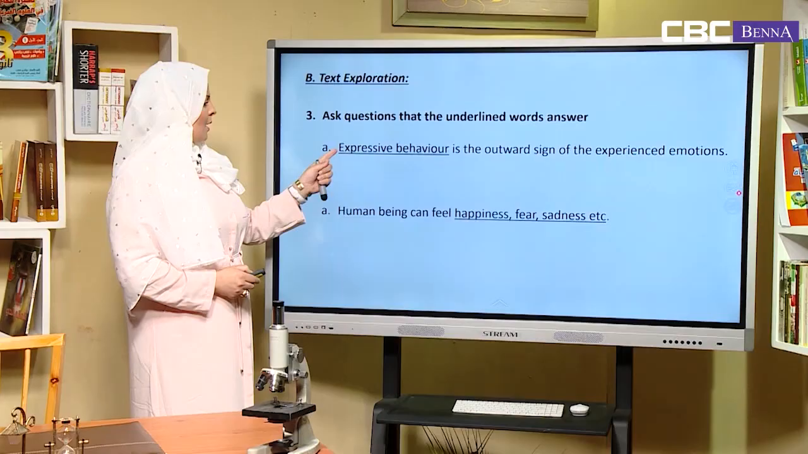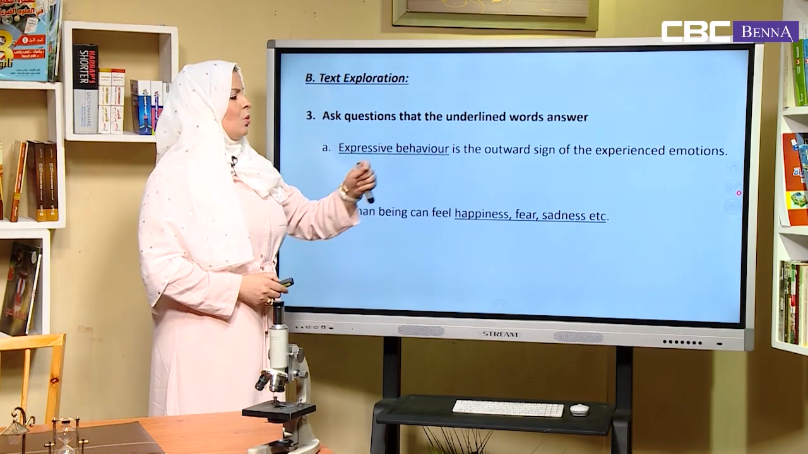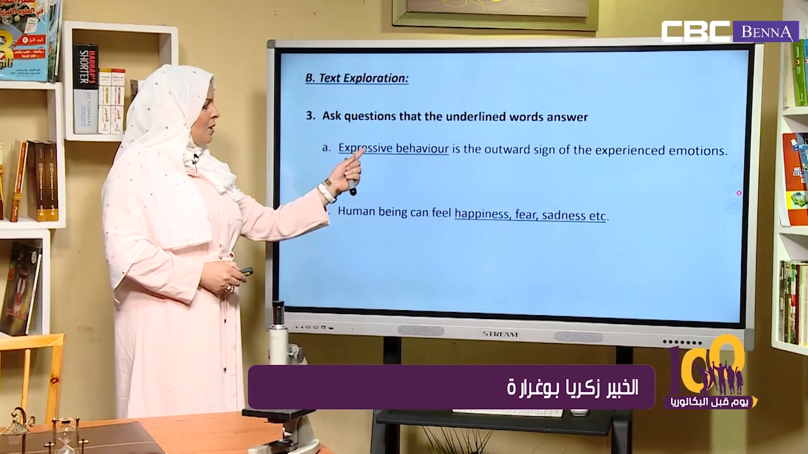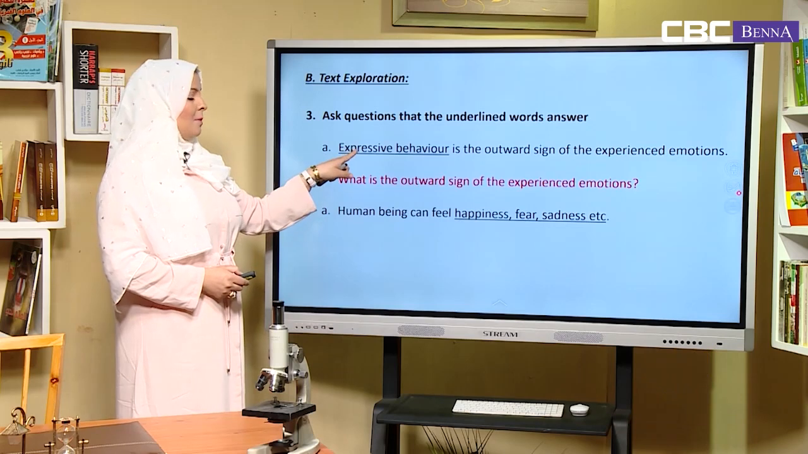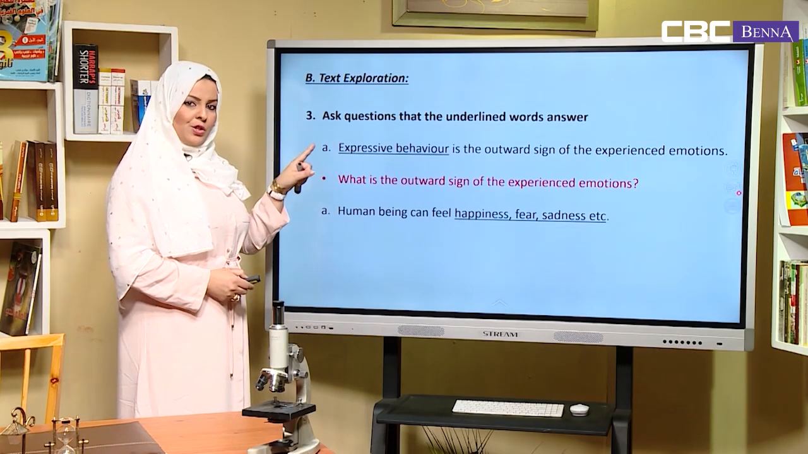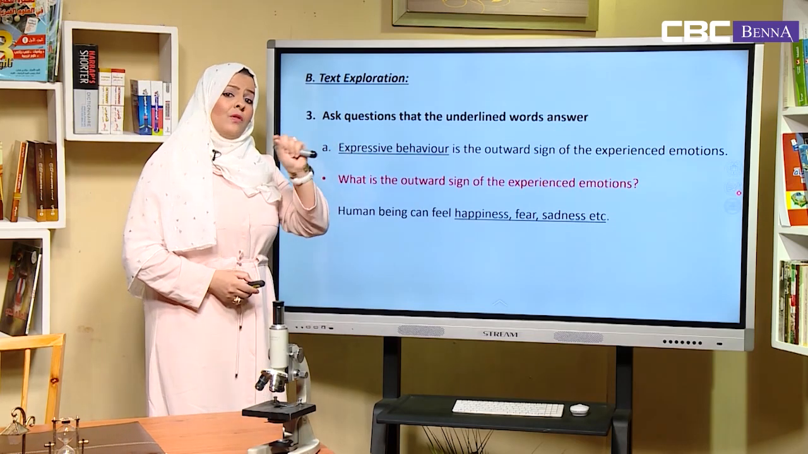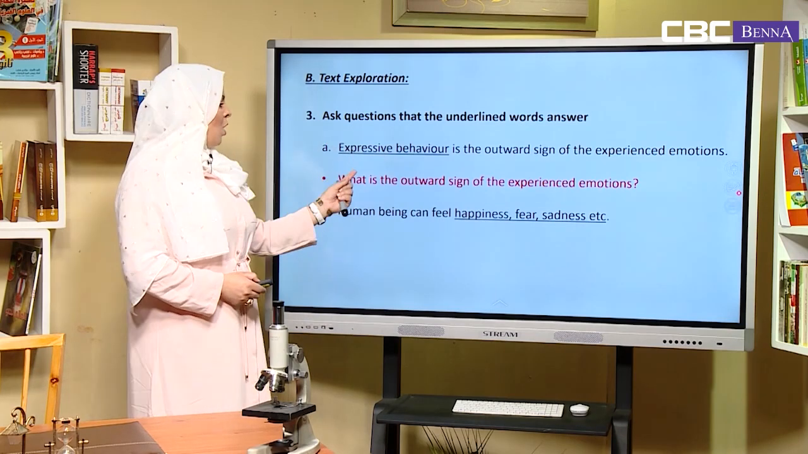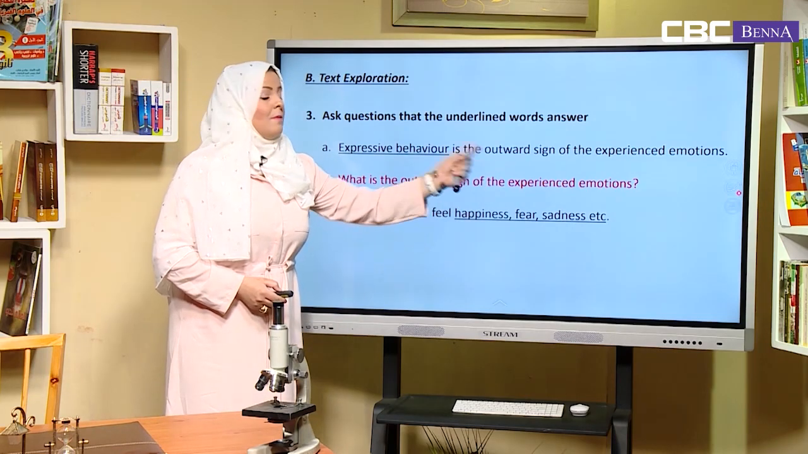Moving to another activity, which is related to grammar. Expressive behavior is the outward sign of the experienced emotions. You are going to ask a question here. What shall you say here? Because it is a subject and it is not the name of a person but a thing, instead of using who, we're going to use what. What is the outward sign of the experienced emotions?